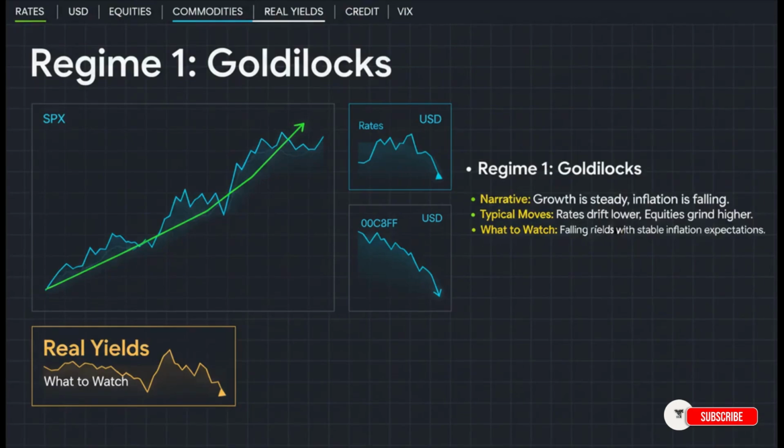So, regime number one is Goldilocks. This is when growth is good, but inflation is falling. Not too hot, not too cold. It's pretty much the perfect environment for stocks. Rates and the dollar tend to drift lower, which makes financial conditions easier, and equities just love that. The key thing to watch for here is falling real yields.